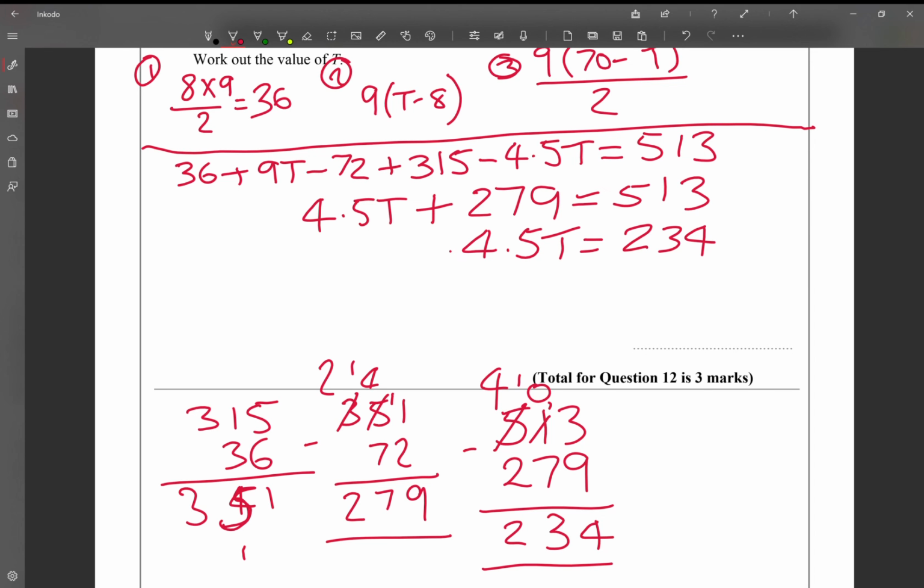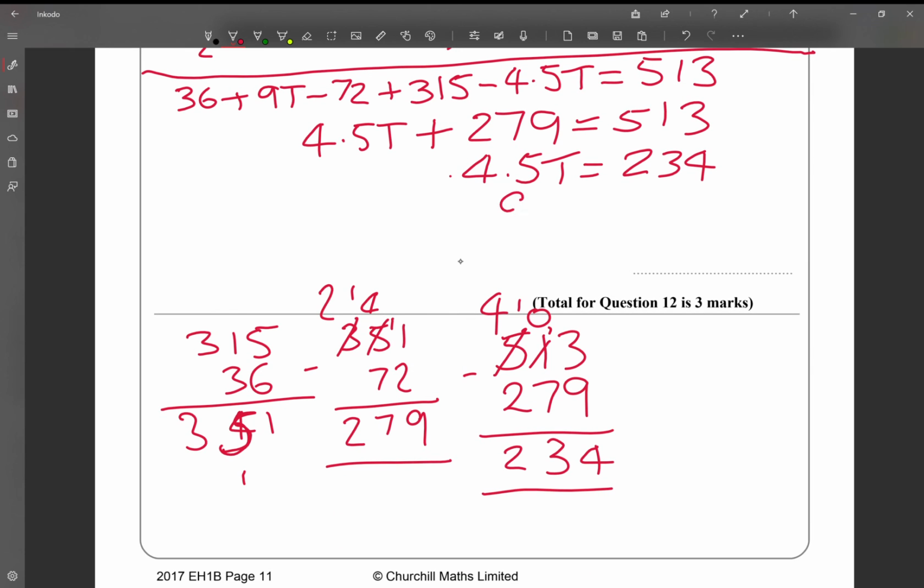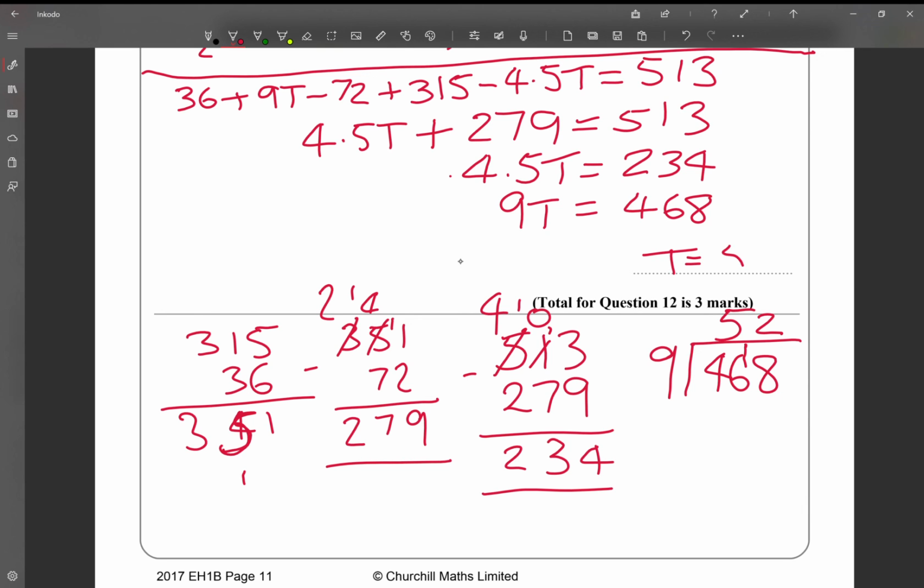Now I'd never divide through half numbers, so what I would do is double it. Doubling that side, you have to double this side, 468, and then it's a division, so let's go with 9. 9 into 46, goes 5 times, and then we're carrying 1, and then 9 into 18, it's 2. So the total for t equals 52.